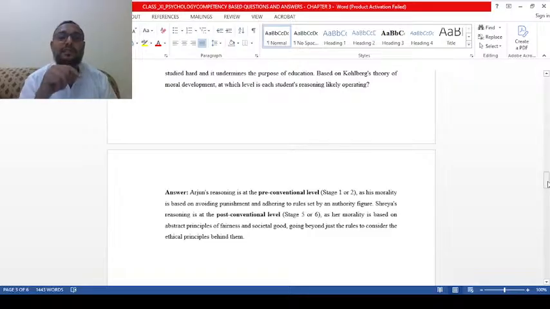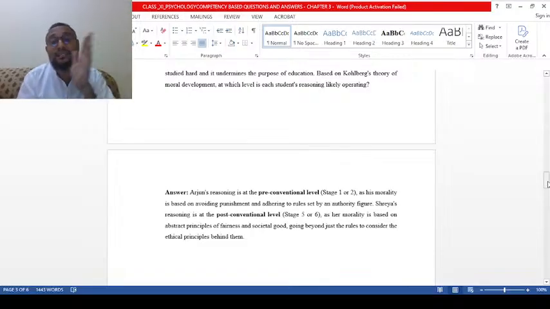Arjun's level of reasoning is pre-conventional. Why pre-conventional, my children? Here you see. In pre-conventional morality, moral values are acquired on the basis of external authority. So the school has the rules, you may get suspended. This is the external authority.